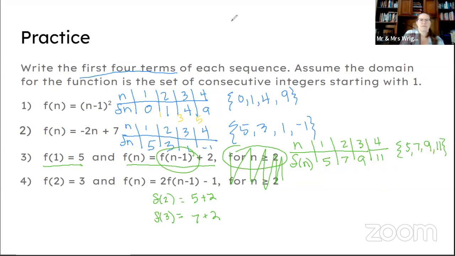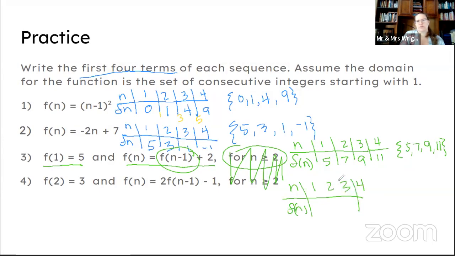Okay, I'll erase this to get a little bit more room here. All right, so for this one, I'm going to do n and f of n. 1, 2, 3, and 4. I already know what f of 2 is. F of 2. I wonder if I wrote that correctly. F of 2 is 3.